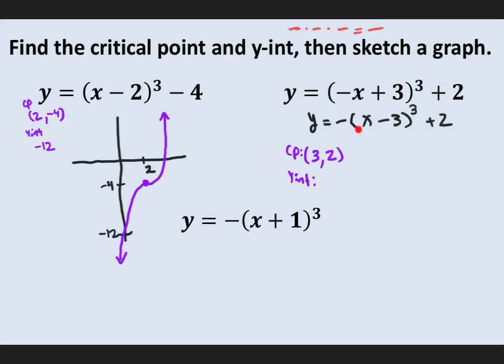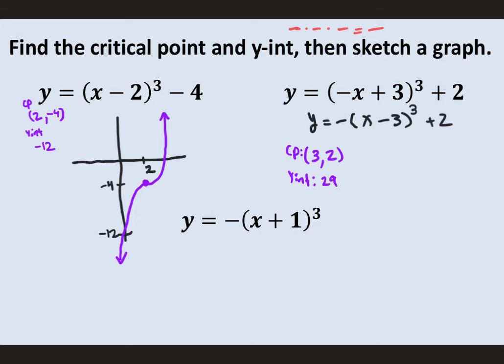We're going to go ahead and plug in 0 minus 3. Negative 3 cubed is negative 27. Make it positive, it's now positive 27. Plus 2 is 29. So our y-intercept is 29.